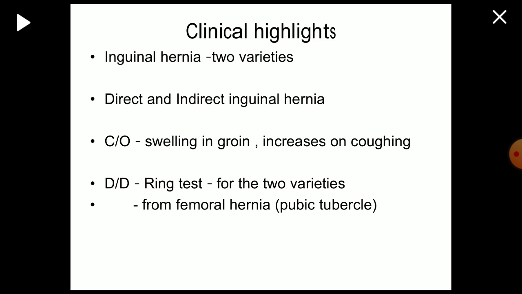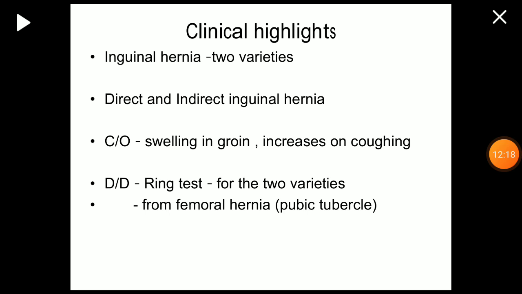This usually occurs in persons in whom intra-abdominal pressure is frequently increased. That is, in case of people with chronic cough or people who work involving frequent lifting of heavy objects. So hernia is common in people with number one, chronic cough, and number two, frequent lifting of heavy objects or heavy weights, etc.